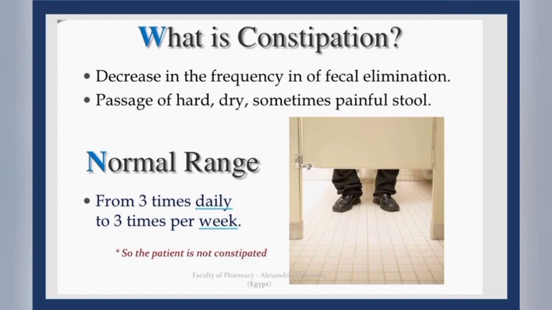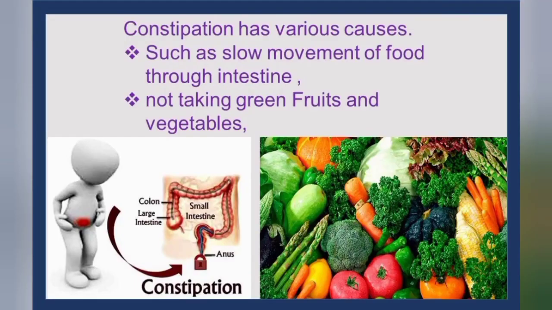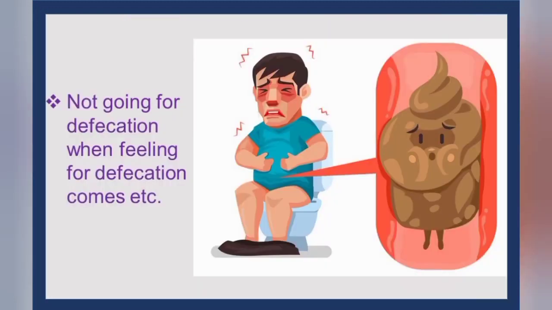Now we will discuss why we suffer from this. Constipation has various causes such as slow movement of food through the intestine, not taking green foods and vegetables. So as we know, slow movement of food through the intestine can cause constipation. Not going for defecation when the feeling for defecation comes, etc. These are the symptoms of constipation or the after effects of constipation.